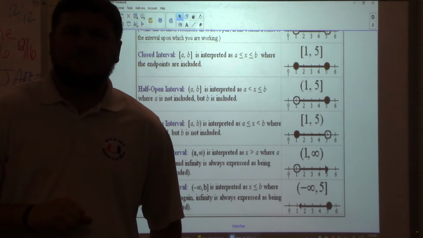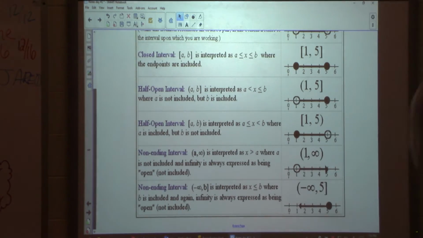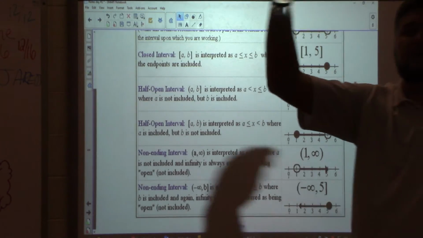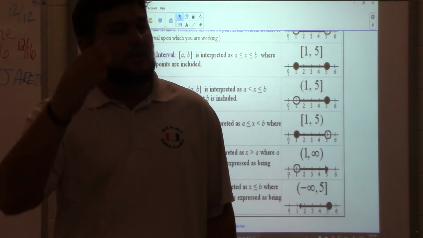Infinity is technically not a number. It's the idea that there's never an end to it. It's always going to something, and there's always another number after it. So infinity is not actually a number, so we can't ever include it. That's why it's always a parenthesis.